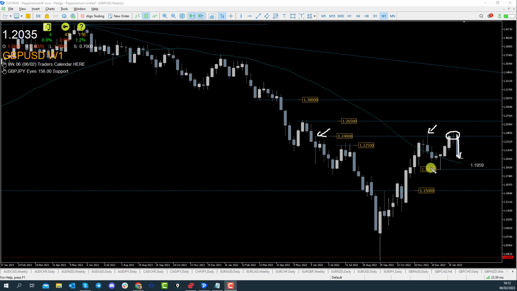The next level of interest is 1.1850. We've also got the 200 moving average running down through here as well, which currently rests at 1.1959. So I'm expecting a little bit more downside here in cable now that we've found that double top pattern. The 1.1850 is also the neckline of that double top, which makes me think that price could come back down and retest this area.